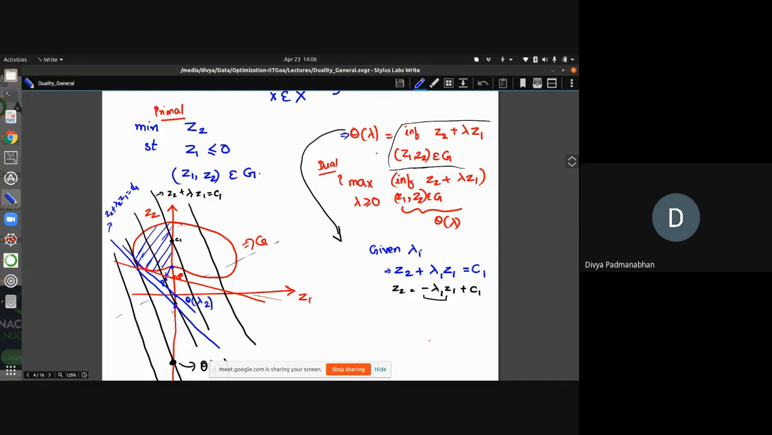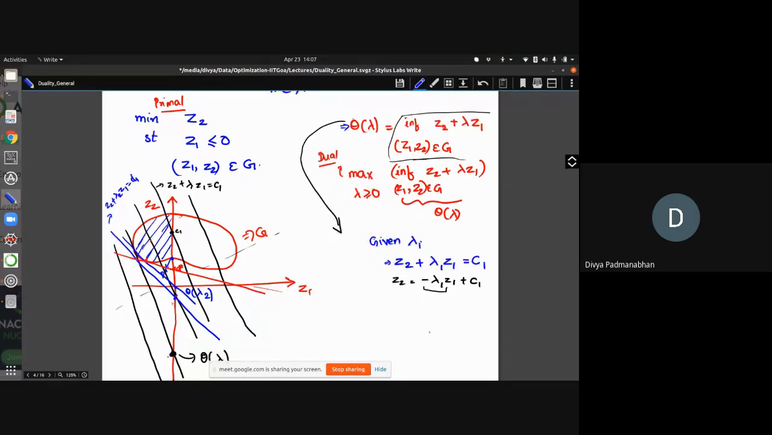So the dual function, what it did was you fixed a lambda, you fixed a slope, and then you were trying to see what is the minimum value of the intercept that you can get. Okay, so some line like this, which gives an intercept somewhere here, that could not have been a minimum, because there is a line like this which gives an even lower value of the intercept.